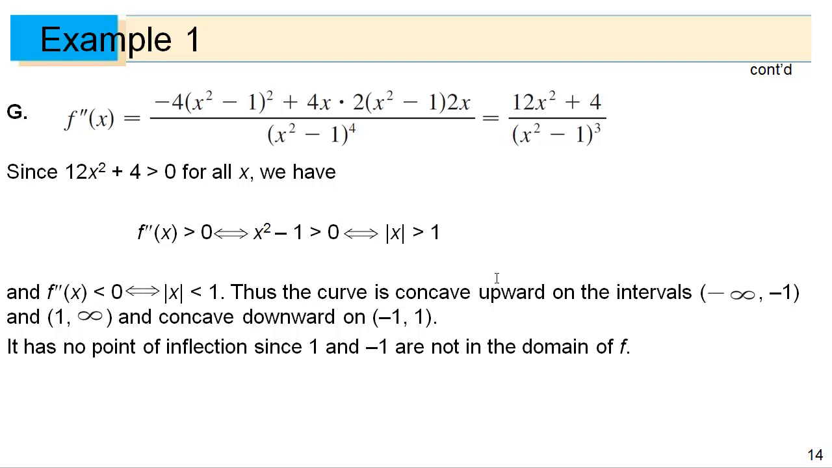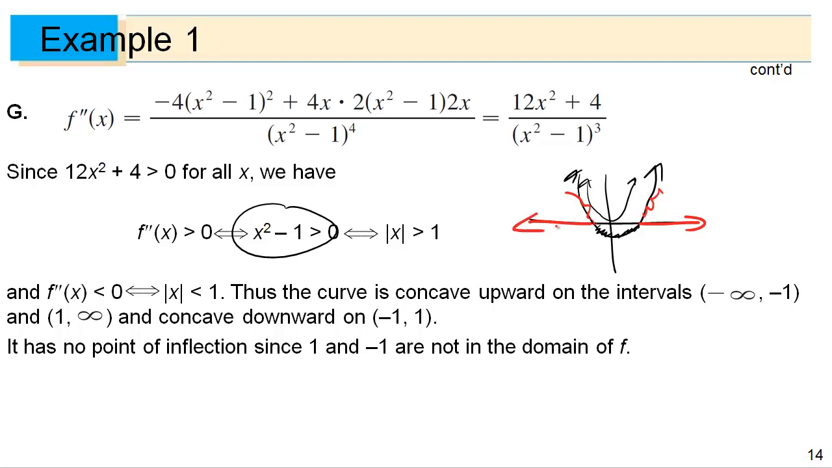If you were to graph this function, we know that this is x squared, right? What does x squared minus 1 do but shift it down? And so you can see the function is negative on this interval and then positive out here. So it's positive on the red intervals and negative on the other intervals. So it's concave down on the black intervals and concave up on the red intervals.